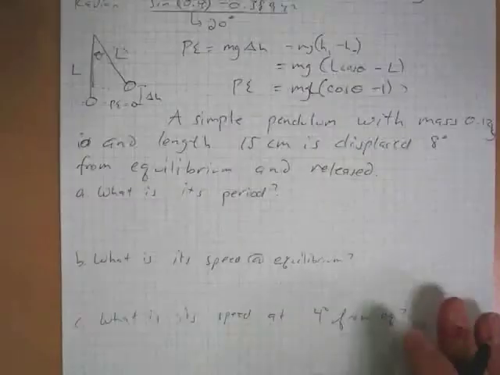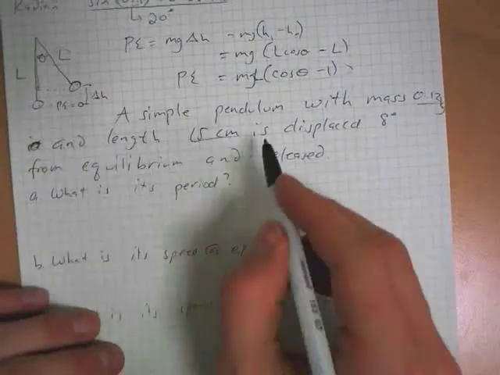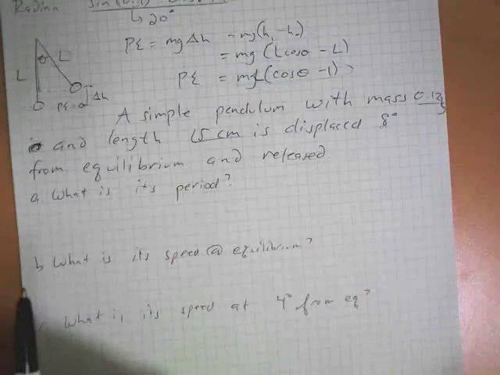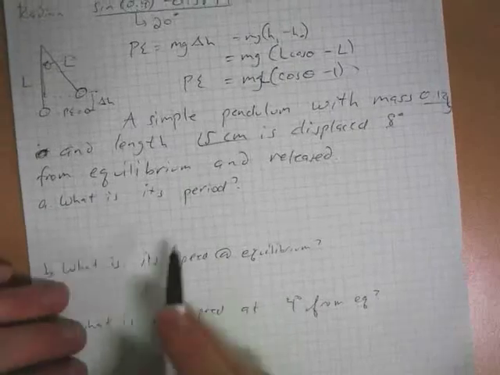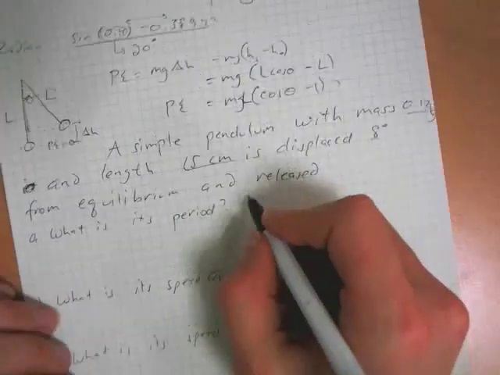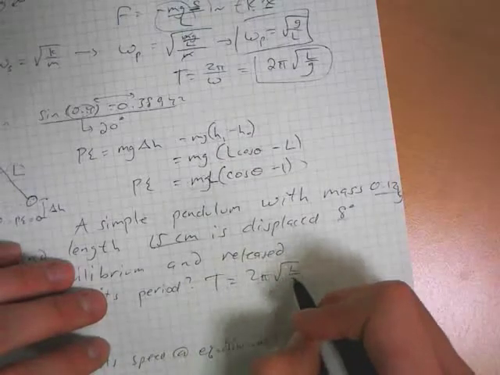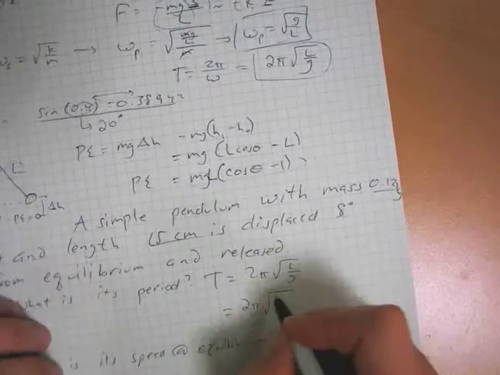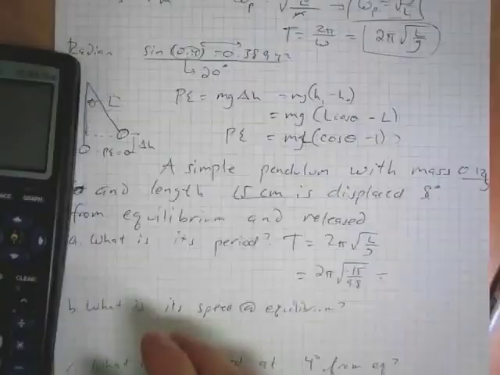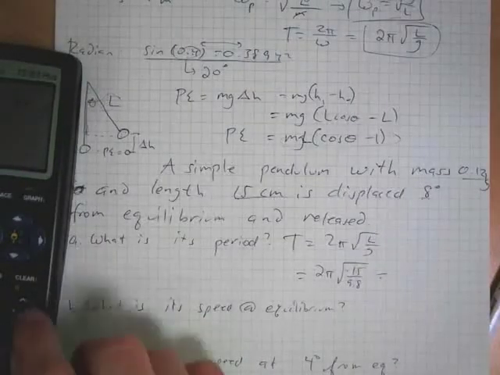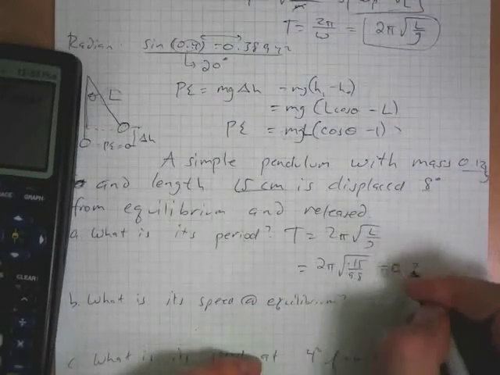For example, we could say a simple pendulum with mass 0.12 kilograms and length 15 centimeters is displaced 8 degrees from equilibrium and released. What's its period, what's its speed at equilibrium, what's its speed at 4 degrees from equilibrium? Period is a simple matter of applying our formula. Our period is 2 pi root L over g, so that's just 2 pi root 0.15 over 9.8, and we can punch that in, and it comes out to about 0.777 seconds.